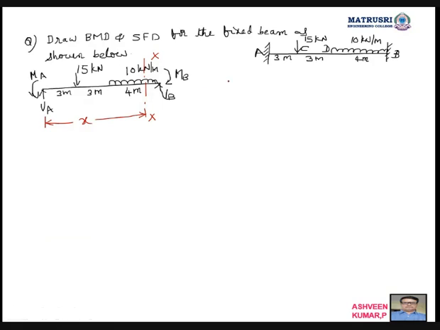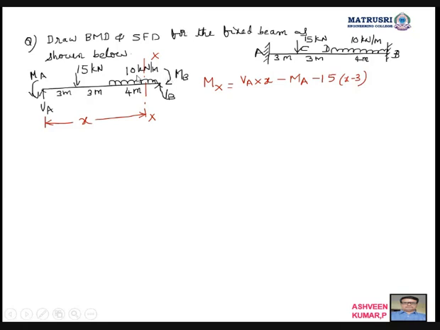So if I write the Mx here, Mx is equal to VA into x. VA into x is clockwise, okay, positive. This is minus MA because it is anti-clockwise. Minus MA, then minus 15 into remaining. What is this remaining? 3. So minus 15 into x minus 3.